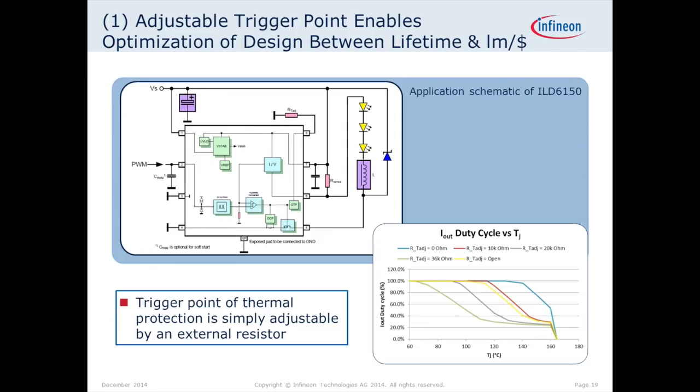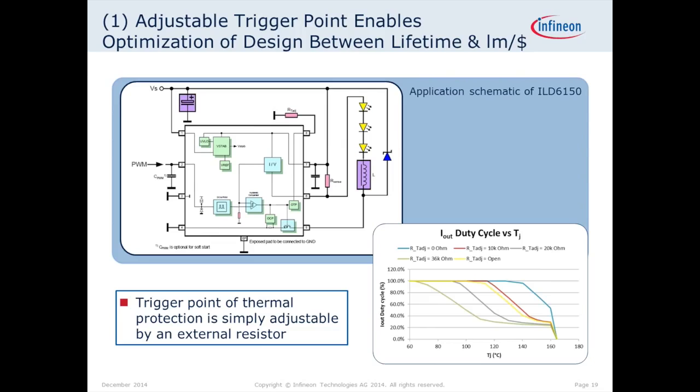One is an adjustable trigger point. Another one is a PWM output, which keeps the light color constant. And in addition to the fact that an NTC is not required, the flexibility is still kept to use an external NTC.